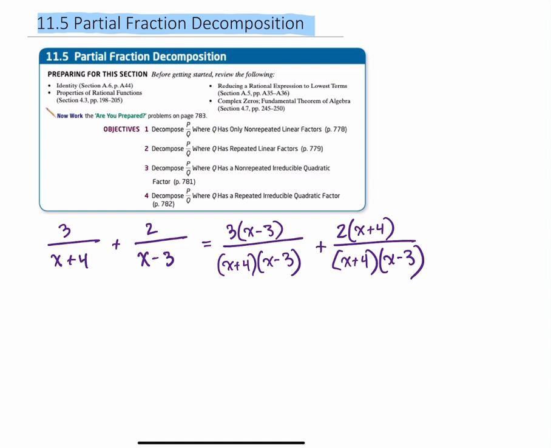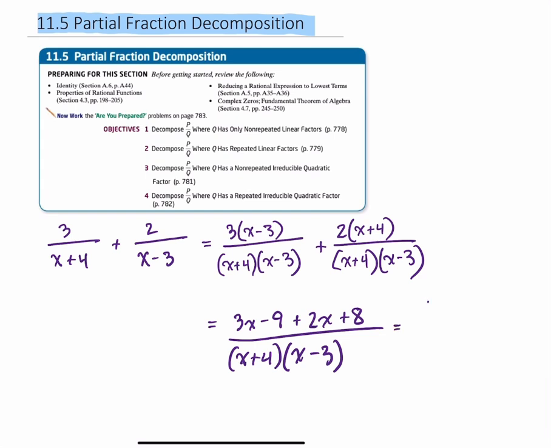So now they have a common denominator, so we can add the two fractions together. So we'll have one fraction. I'm going to go ahead and distribute in the numerator. We should have 3x minus 9 plus 2x plus 8 all over x plus 4 times x minus 3. And then we would combine like terms, and we would end up with 5x minus 1 over x plus 4 times x minus 3.